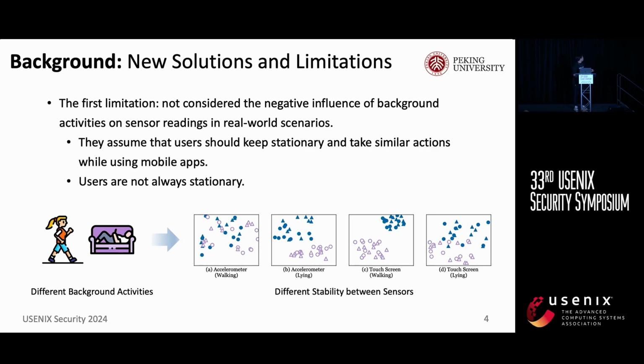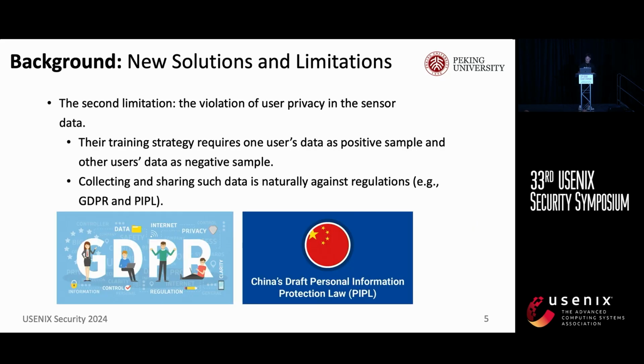For example, in the right figure, the accelerometer can capture more user-related activities when the user is lying compared to when the user is walking. Conversely, for walking, the touchscreen sensor can better capture the user-related activities. When previous methods directly utilize several sensors to authenticate users, the noises will significantly downgrade the accuracy.